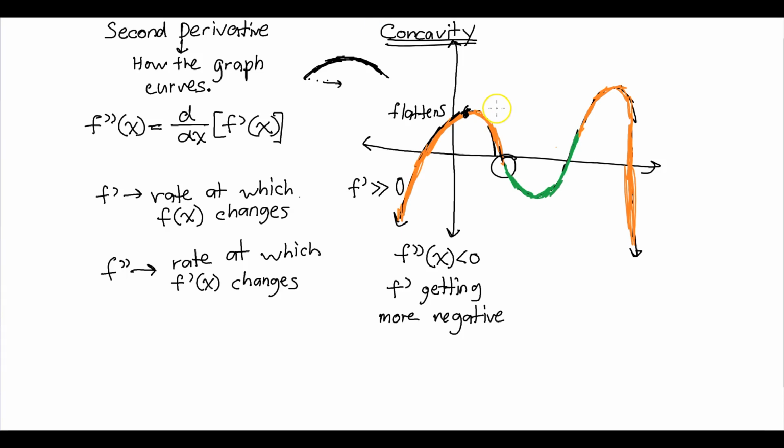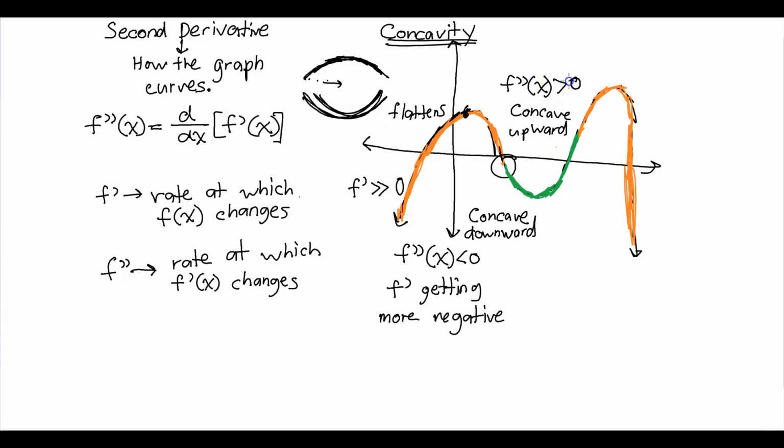So the orange tells when it's concave downward, when it's curving downward, and the green shows when it's concave upward. So basically when it's like a smiley face, when it's curving upward. And that happens when f prime prime of x is greater than 0. Because if f prime prime of x is greater than 0, then the rate at which f prime is changing, the rate at which the slope is changing, is increasing. And you could see pretty clear parallels to this.